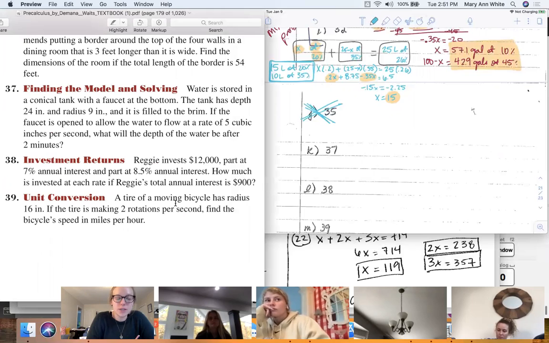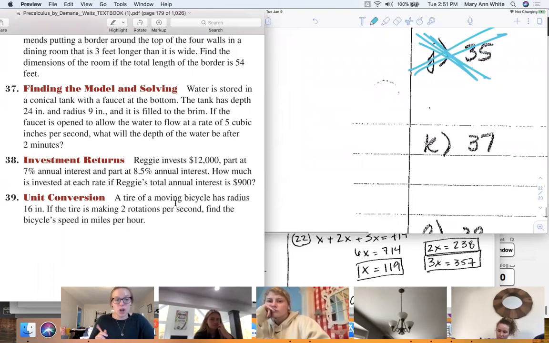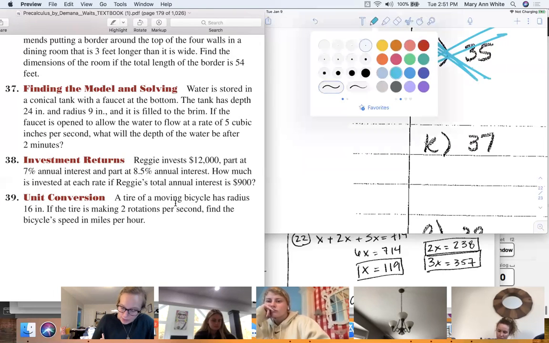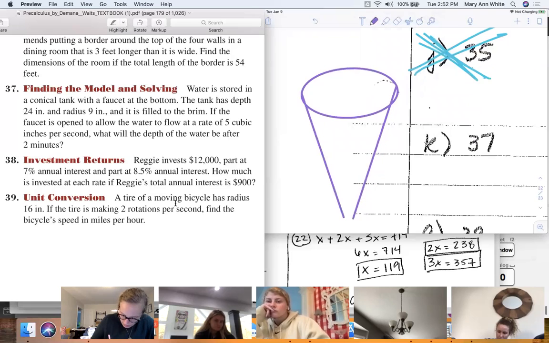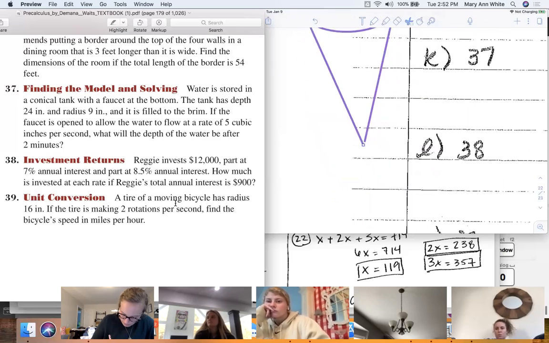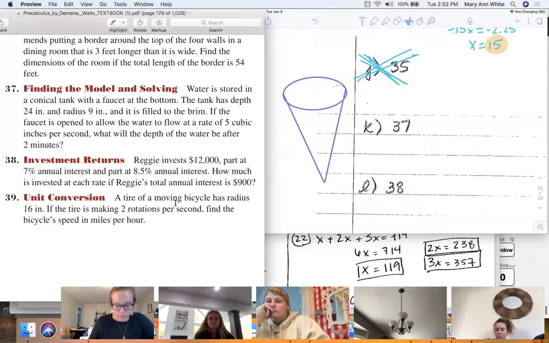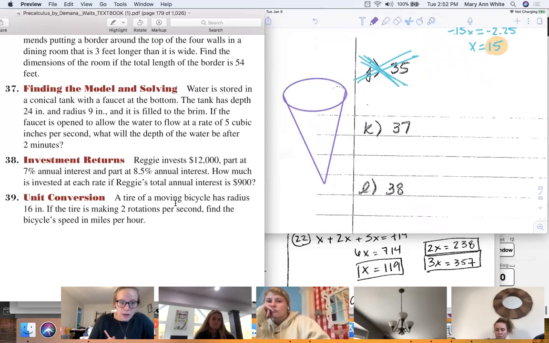37, it says water is stored in a conical tank with a faucet at the bottom. Okay, first thing I'm going to do is draw a conical tank. If it's conic, that means it's cone. And so I'm just essentially drawing a big ice cream cone. I'm not great at drawing, so I need all the help Notability can give me. Okay, we'll pretend that's nice. So it's a conic tank.